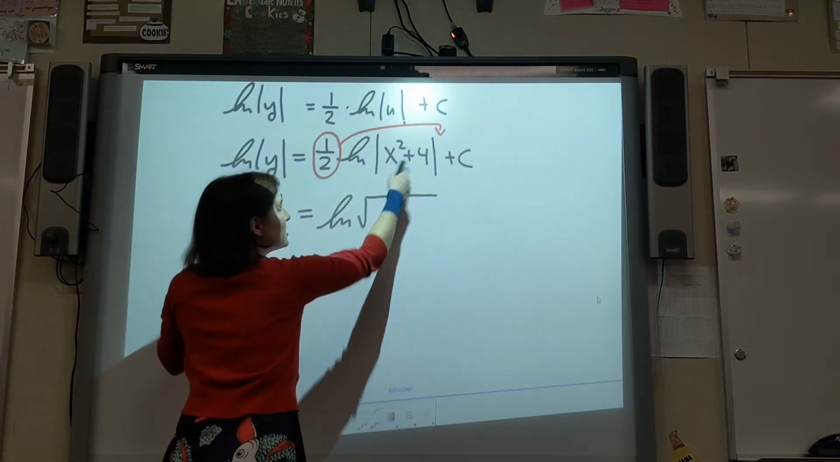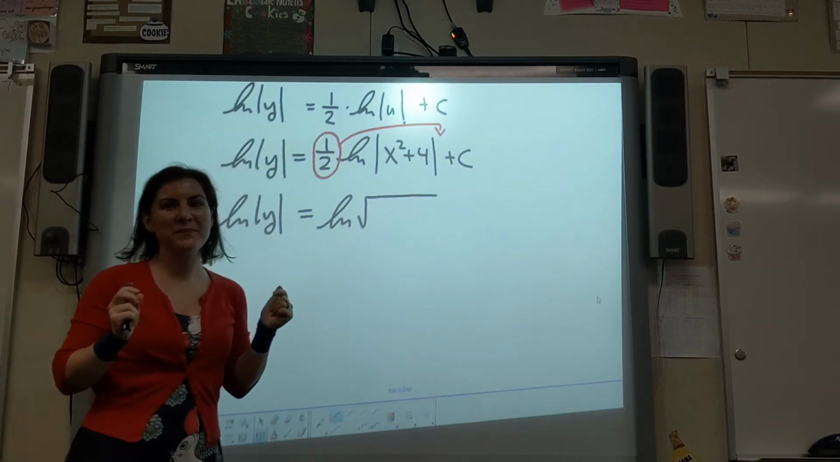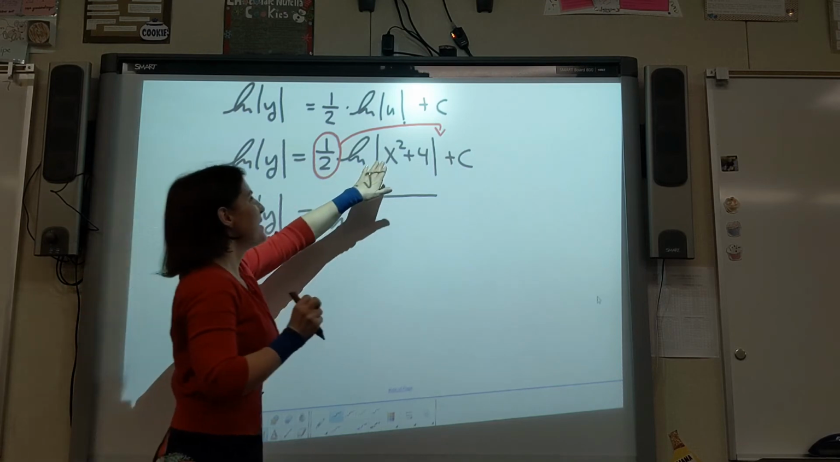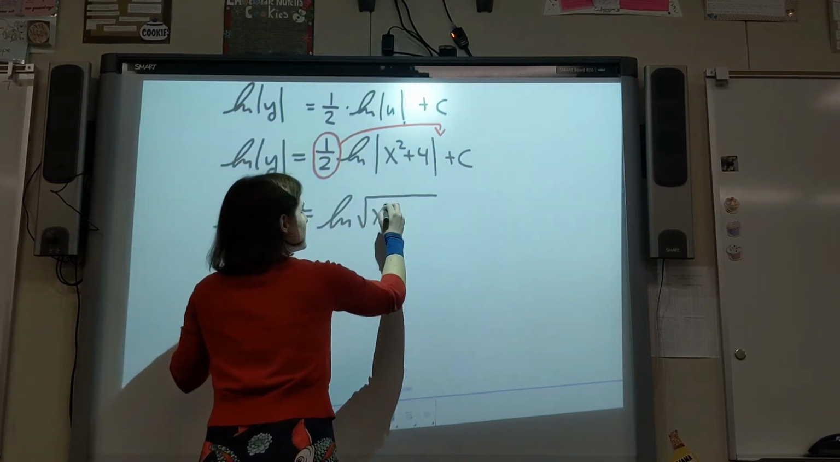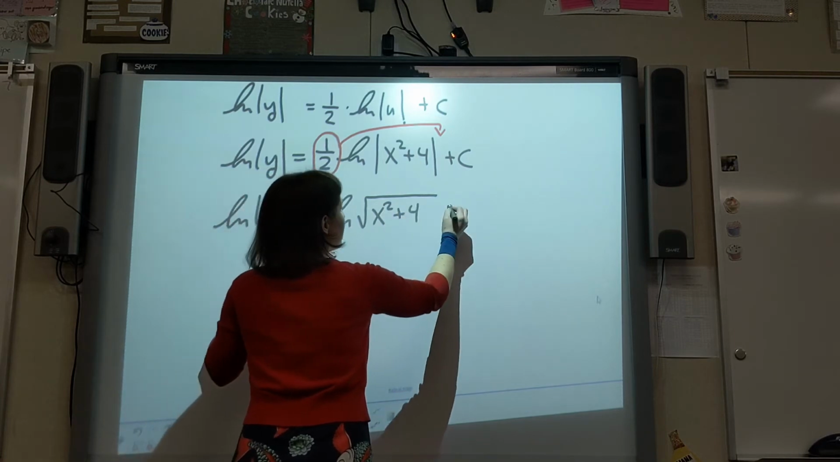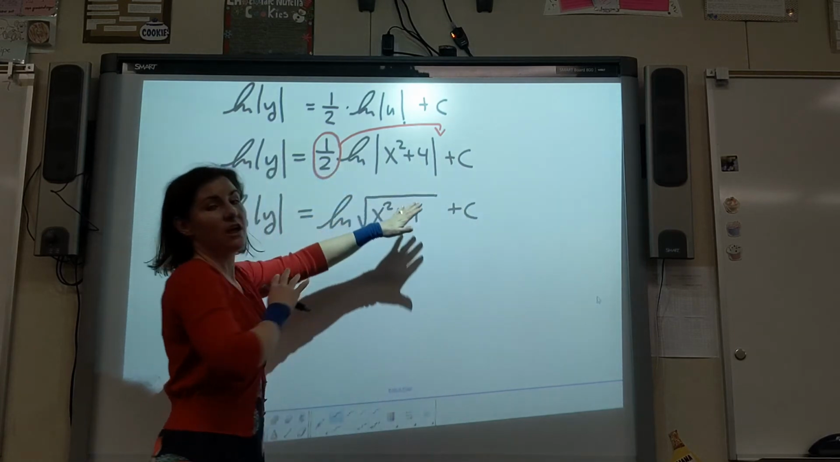Do I need absolute values on x squared plus 4? No, we don't, because x squared is always positive, add 4, still always positive. We've got x squared plus 4 here, and that constant is separate from the natural log there.